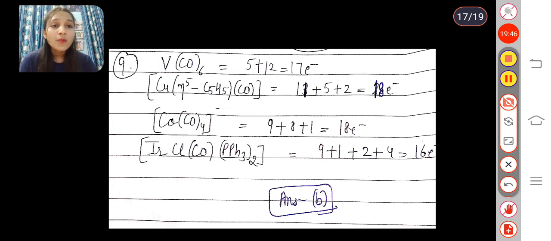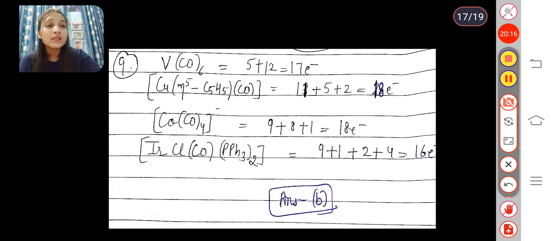In the third, cobalt has 9 valence electrons. For CO it is 8. We have a minus 1 charge on the complex, so just add plus 1. So it is 18 electrons. In the last, for iridium we have 9 valence electrons, for chlorine it is 1, for CO it is 2, for PPh3 it is also 2. Here we have 2 PPh3, so a total of 4 electrons. So after adding, we have 16 electrons.